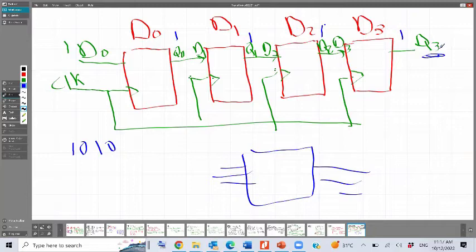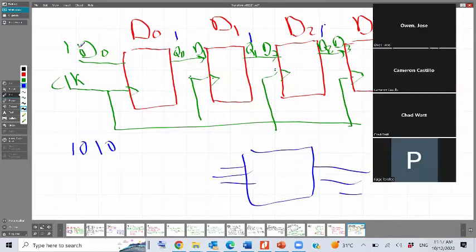Now, this is my D0. The first stage will receive the serial input from outside and the clock. And it will propagate until I reach my final stage output. And this will be the output of my shift register. Okay?